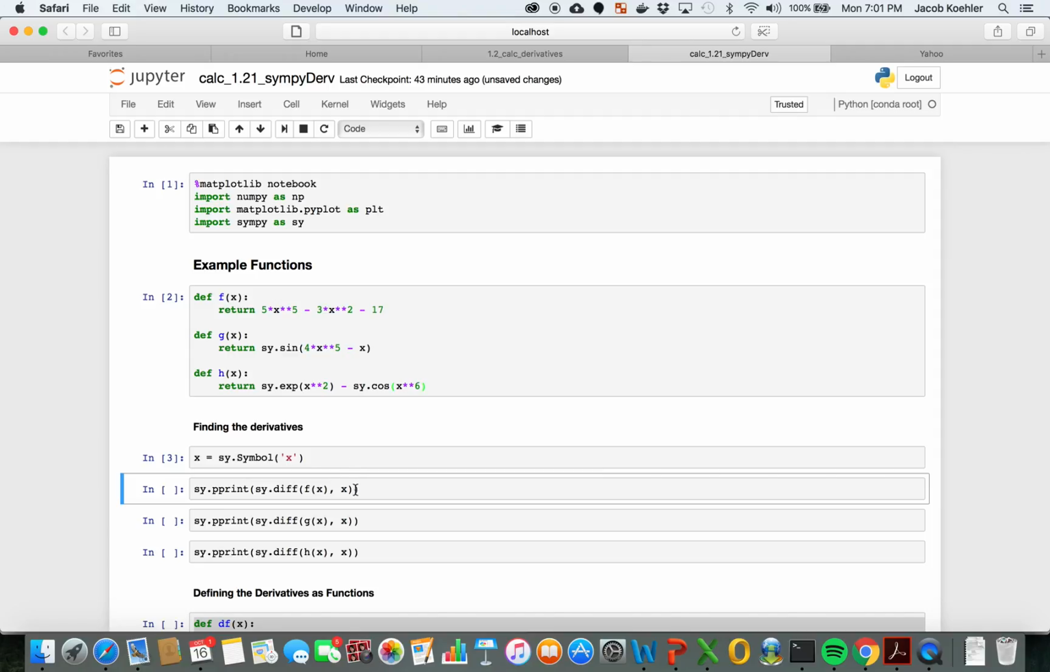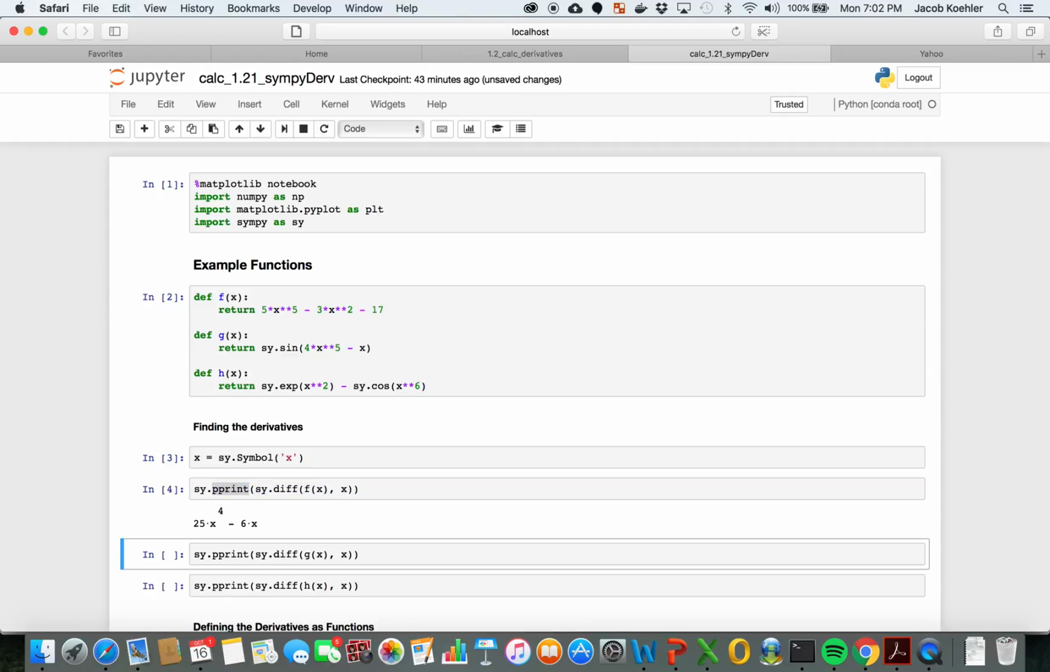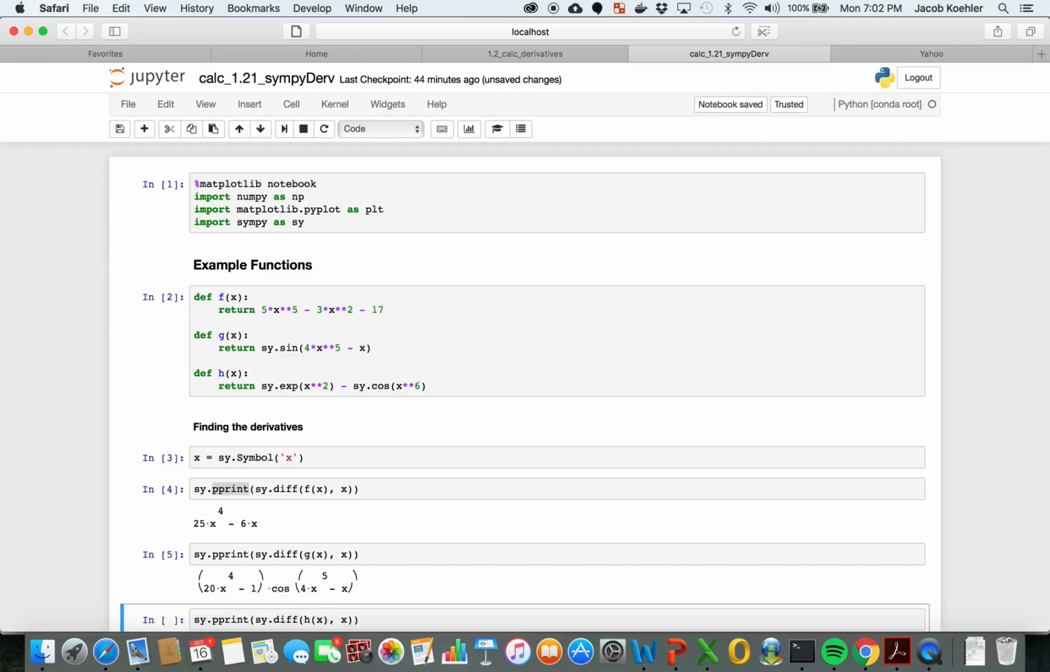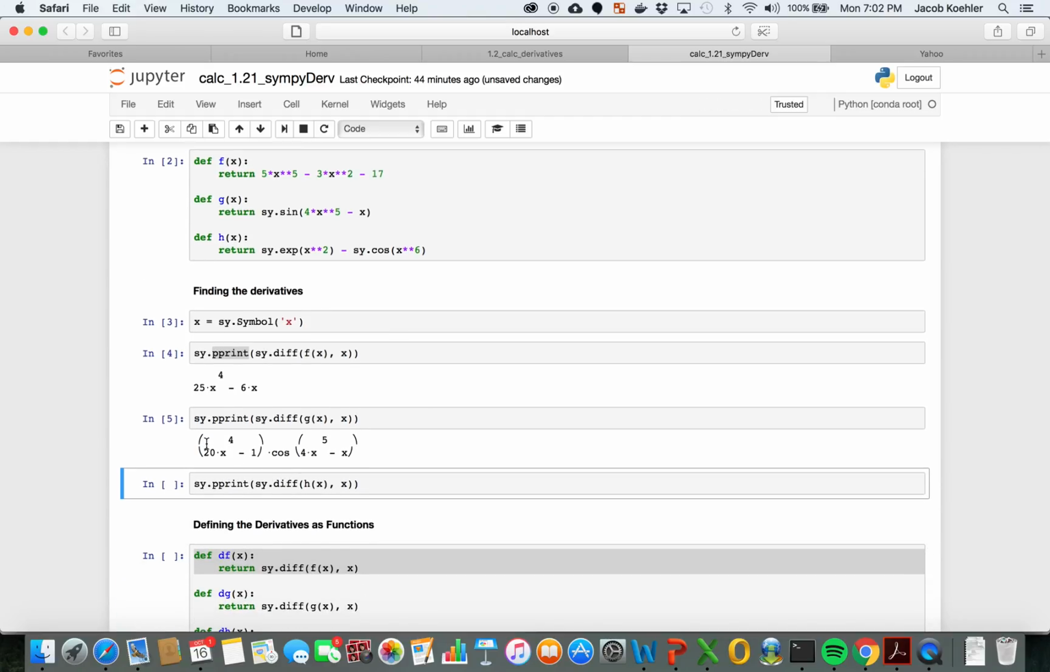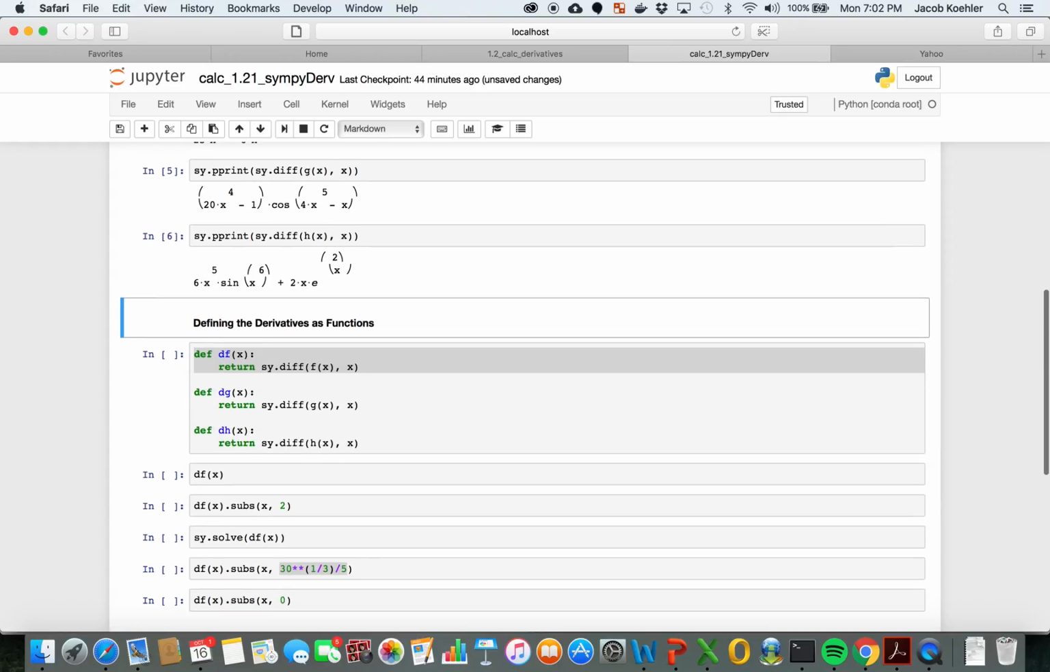And then next, this is how SymPy will find a derivative of a function: sympy.diff, the function, and the variable. Now I added the pprint so they look pretty and they're easy to read. Derivative of f is 25x to the fourth minus 6x. Derivative of g is a little more complicated, 20x to the fourth minus 1 times the cosine of 4x to the fifth minus x. And the derivative of h is 6x to the fifth times sine of x to the sixth plus 2x times e to the x squared.